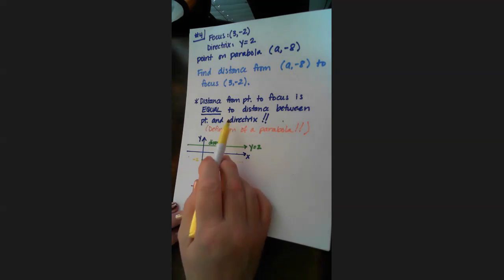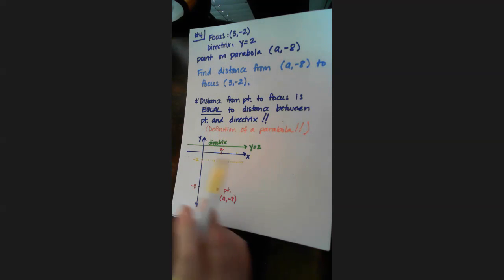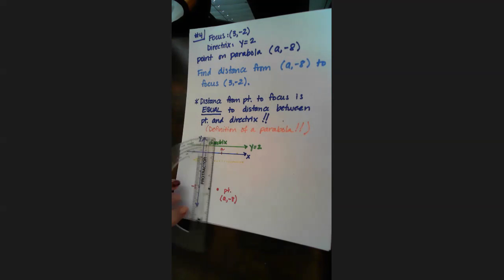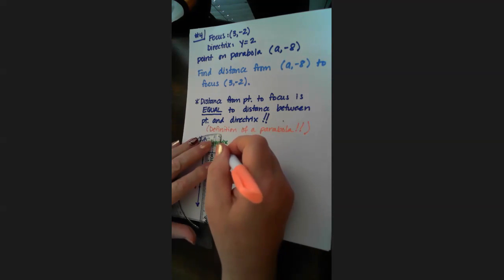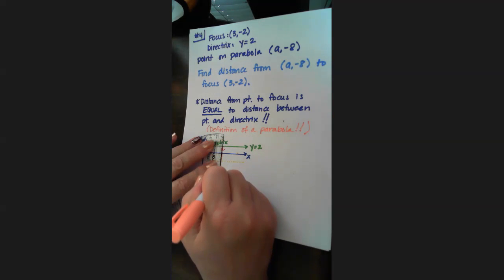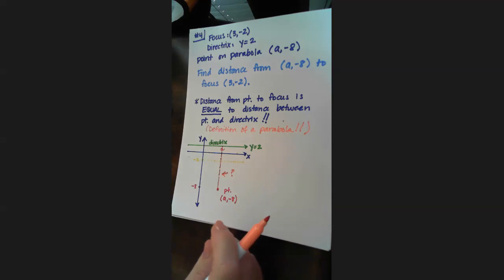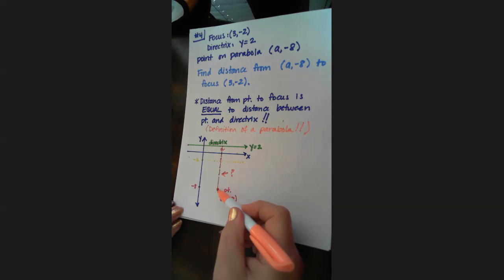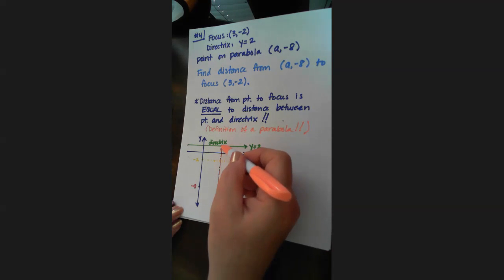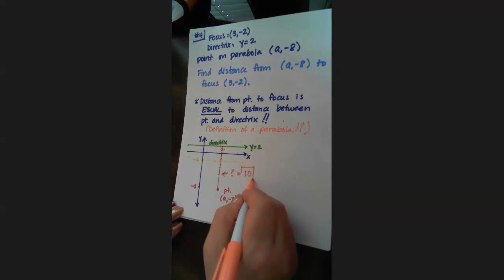But what I do know is the distance between this point and the directrix, meaning this distance right here, if I were to draw this line right here. What's that distance? Well, it's all the way down at -8 and goes all the way up to +2. Well, this distance is equal to 10.